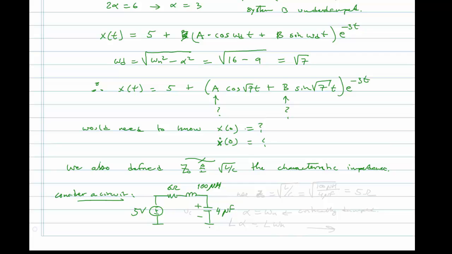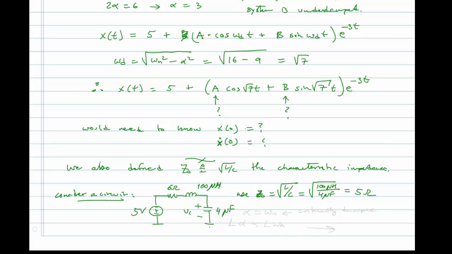If I were to specify, for instance, this voltage at time 0 was 0, and let's let it go and see how it reaches 5 volts. Is it underdamped or overdamped? In this case, it's more expedient to use Z0. All right, Z0 is the square root of L over C, which in this case is the square root of 100 microhenry over 4 microfarad. So that's the square root of 25, or 5 ohms. You don't know this yet, but the impedance has the units of ohms just like resistance does.